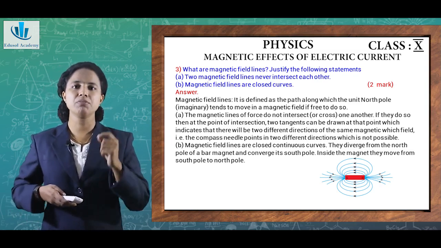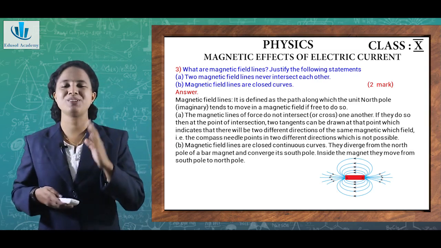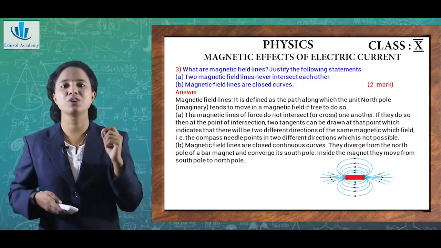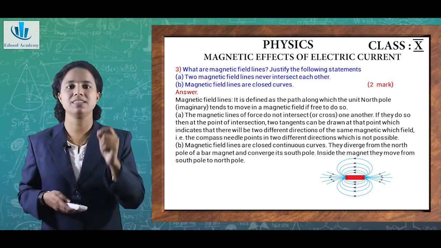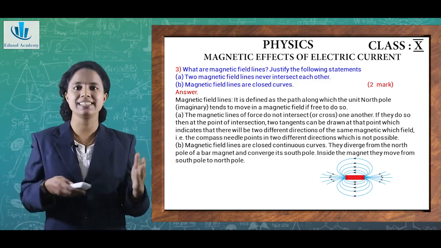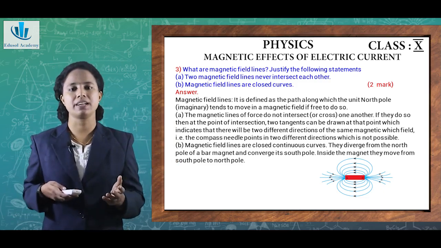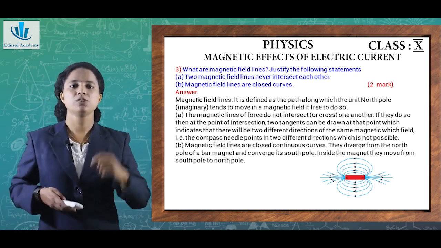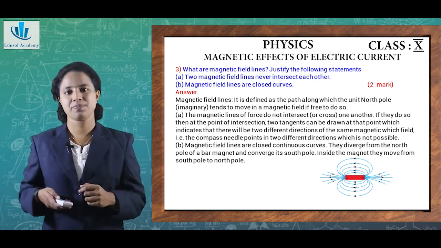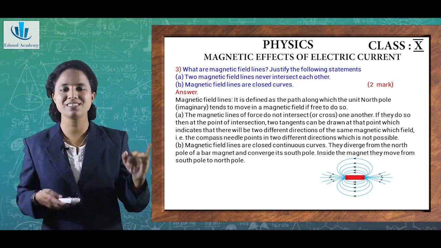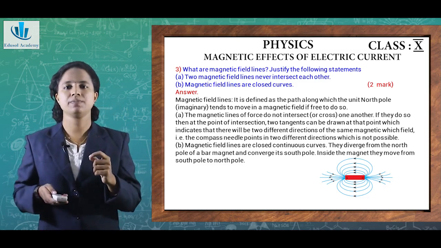Second section, the magnetic field lines are closed curves. So, from the picture itself, you may be able to analyze that magnetic field lines are closed continuous curves. They emerge from the north pole and they merge at the south pole, isn't it? But they never intersect each other, and they are closed curves. So, they diverge from the north pole of the bar magnet and converge at the south pole. Inside the magnet, they move from south pole to north pole in the opposite direction. So, magnetic field lines are closed curves and never intersect each other. These are some basic properties of magnetic field lines.